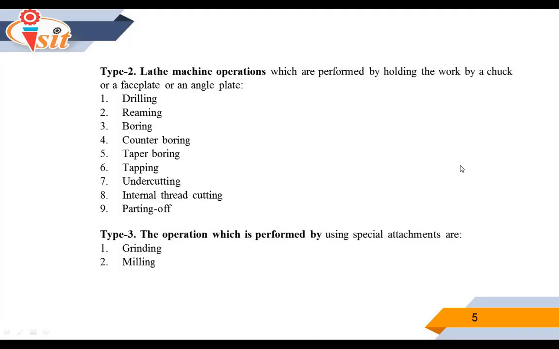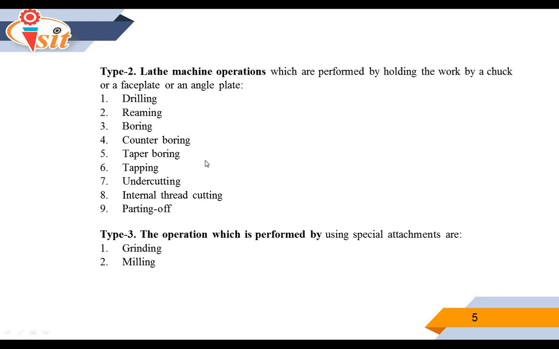This is the first type. Now the second type is lathe machine operations which are performed by holding the work by a chuck, face plate or an angle plate. To perform these operations there is a requirement of a face plate or an angle plate. For that purpose: drilling, reaming, boring, counter boring, taper boring, tapping, undercutting, internal thread cutting and parting off. These 9 operations are performed by using a face plate or an angle plate with the chuck.